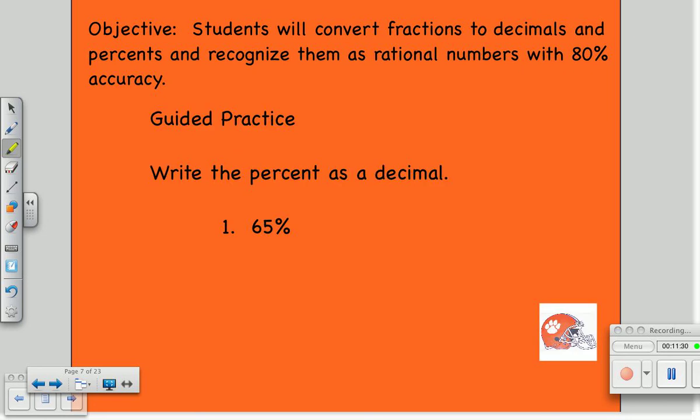And guided practice. Write the percent as a decimal. So 65% is the same as 65 over 100. 65 over 100 is 65 hundredths. Okay?